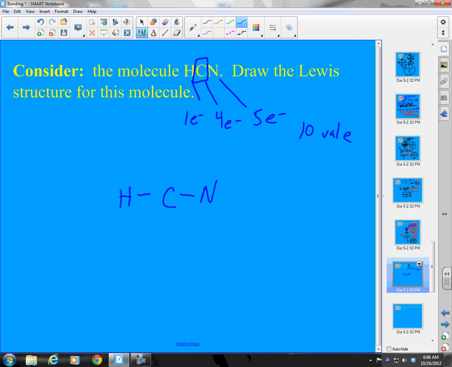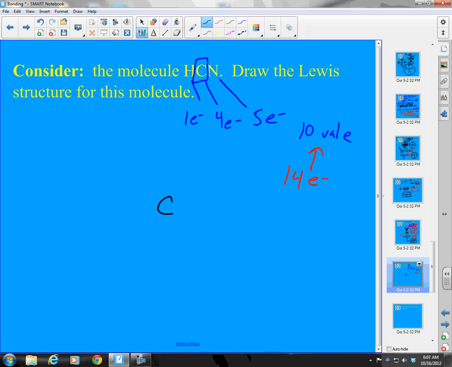Now what do we want to do? Complete the octets. Well, in hydrogen's case, it's fine because it only wants 2. Carbon has right now 2, 4, so 5, 6, 7, 8. Nitrogen has 2, 3, 4, 5, 6, 7, 8. Good. And now let's count 2, 4, 6, 8, 10, 12, 14 electrons in my picture. Yikes, that doesn't work. What do we have to do? Start all over. Erase.